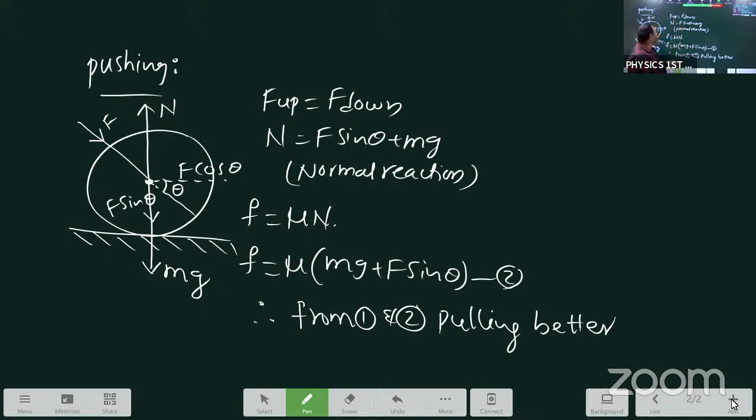Based on that, F equals mu into N, where N stands for normal reaction, mg plus F sin theta. Overall, from equations 1 and 2, pulling is better because in pushing we get plus, and in pulling we get minus.